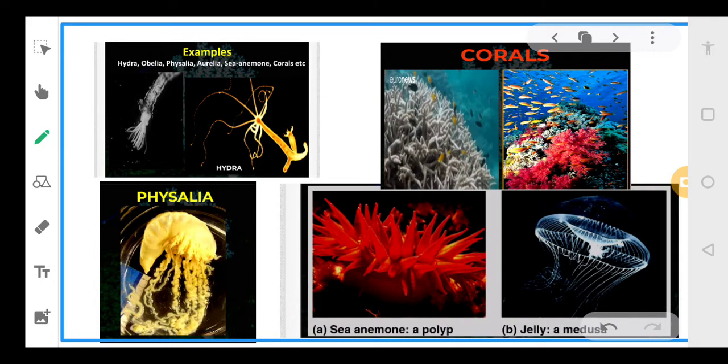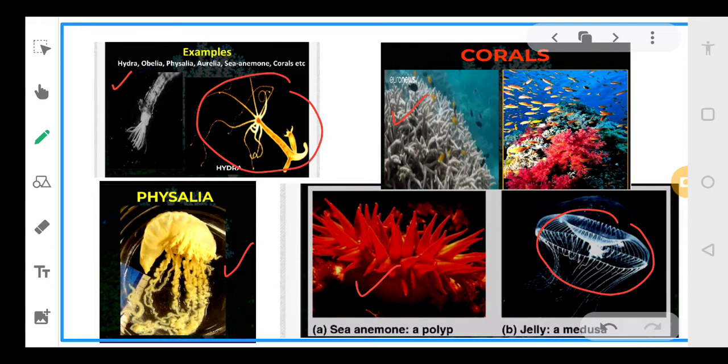Now these are a few examples that I'm showing you on your screen. The examples are Hydra, Obelia, Physalia, sea anemone and the corals. This example shows the Hydra. So Hydra has a polyp form. Corals, as you can see, again have a polyp form because they are fixed at one point. Physalia, okay. Sea anemone, again a polyp form, but jellyfish has a medusa form, right? So these are all examples of the phylum Coelenterata or Cnidarians, right everyone?